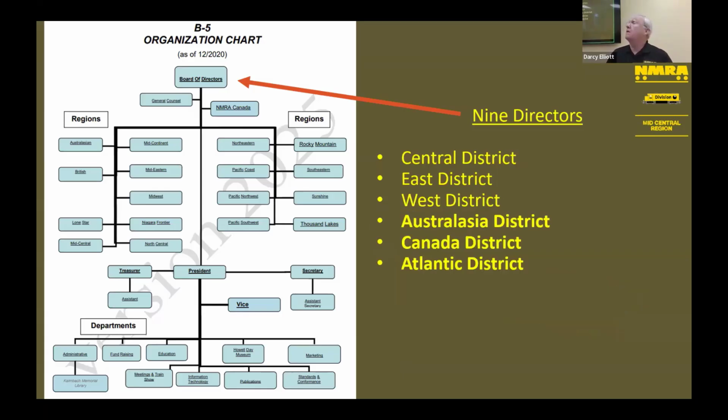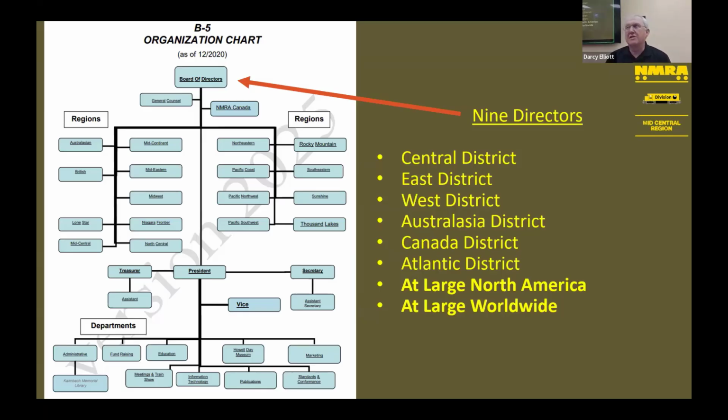There are also 3 international directors. Australasia: Australia, New Zealand, and all that Asian stuff, everything out there in Japan, Korea, and so forth. Canada is pretty easy. It's not the Canadian, it's the Canada district. And then the Atlantic district, which is interesting. The Atlantic district is not just the UK and Europe, it's Africa and most of South America as well.